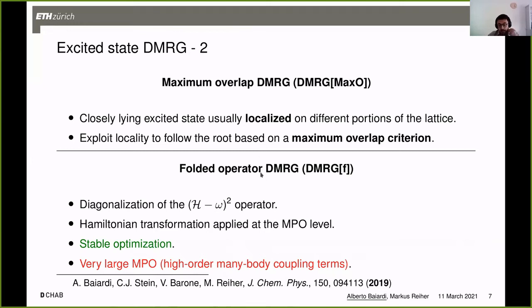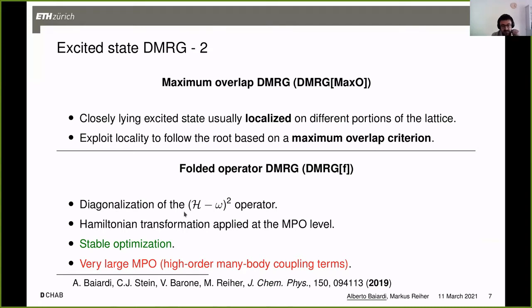And regarding the second problem, we employed a different operator, which is the folded operator, which avoided inverting the Hamiltonian, which is the difficult step to do at the MPO level. The advantage of this operator is that it can be rather easily done at the MPO level, but it leads to complicated operators that need to be tamed and kind of reduced in order to make it manageable.